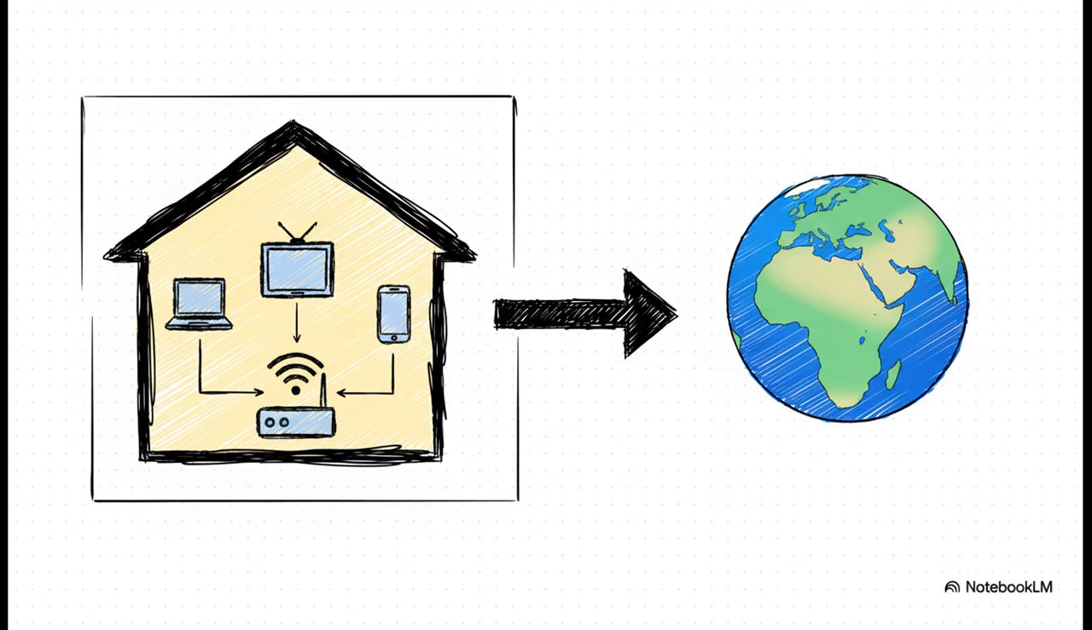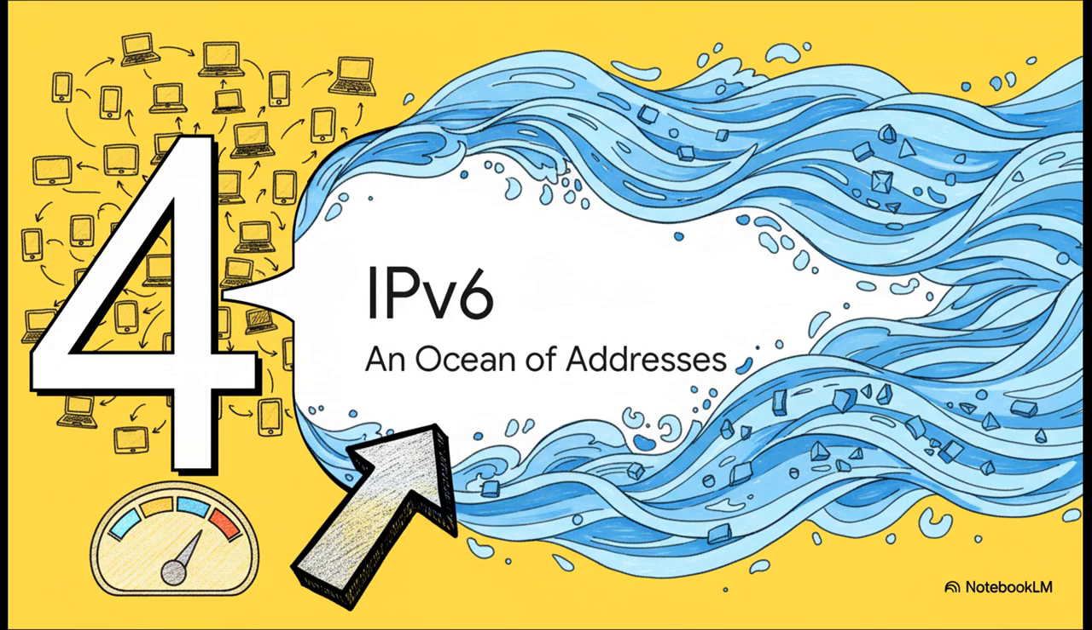But to the rest of the internet, your entire home is represented by a single, globally unique public IP address, which is assigned by your internet service provider. That's the main street address for the whole building. So you can probably see where this is going, right? With only 4.3 billion IPv4 addresses and a planet full of billions of people with multiple devices, well, we ran out. The solution? A whole new version of the Internet Protocol.